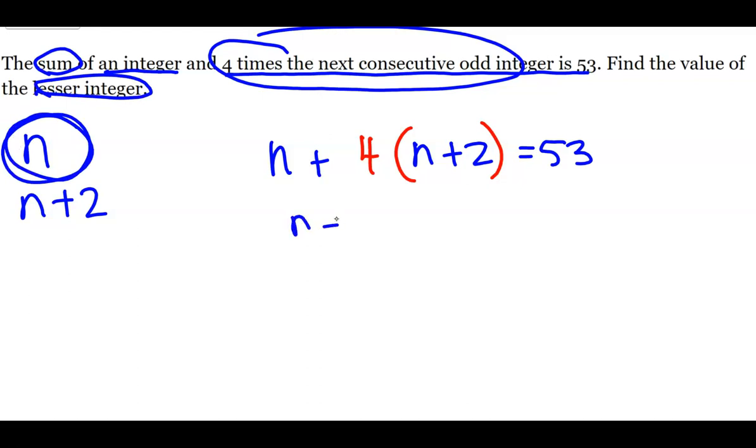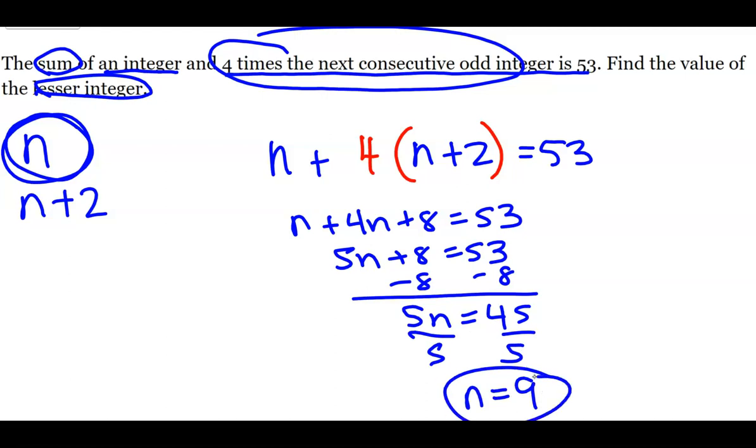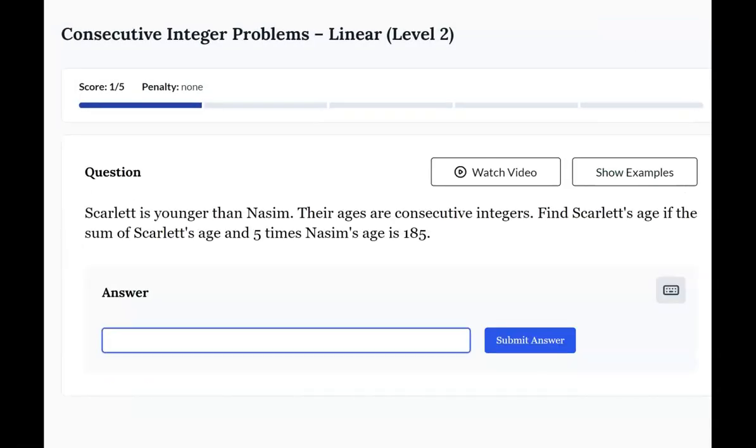So we're going to distribute first, then we're going to combine like terms, then we're going to subtract 8 from each side, and then we're going to divide by 5. That gives n a value of 9. The next one is 11, but they only asked for the lesser integer. Let's submit our answer and try another question.